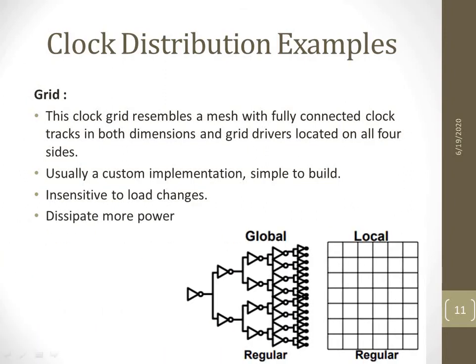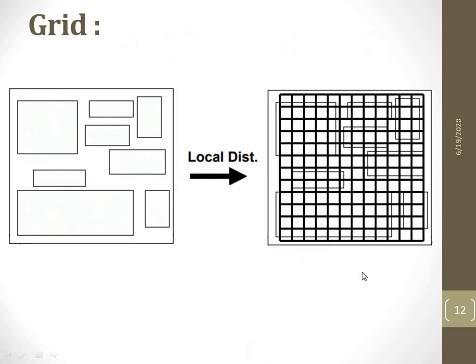So this is the regular global distribution, and this is again the regular local distribution. And the grid is, as I said, here it is the floor, we have planned it, we have all rectangular structures as I told you in the first video. Now the grids here, you can see, are like grids.